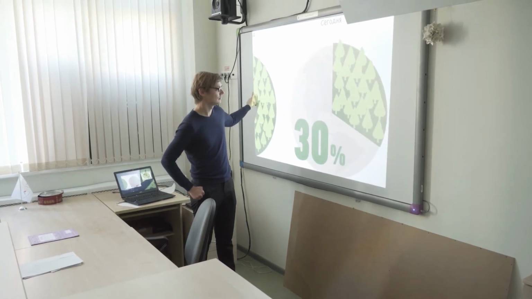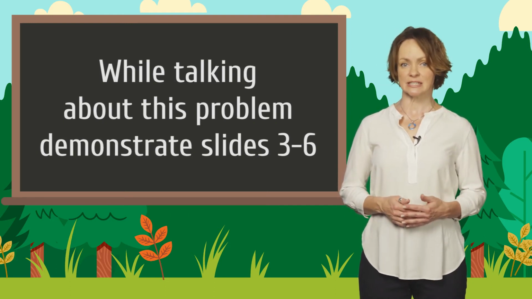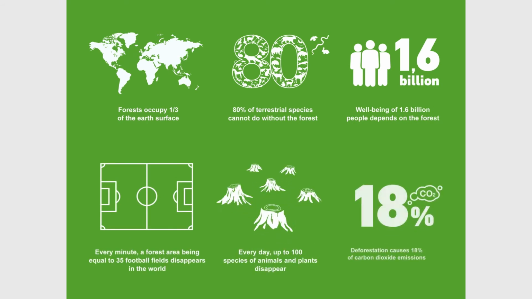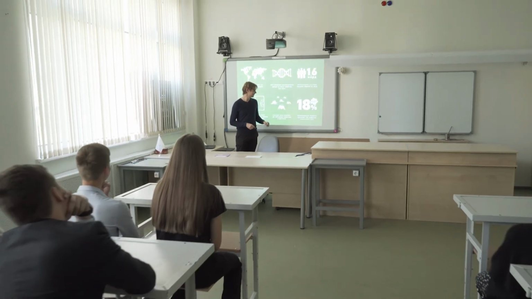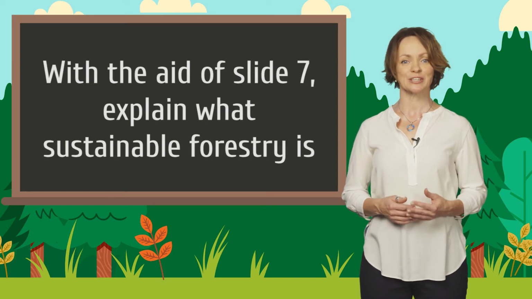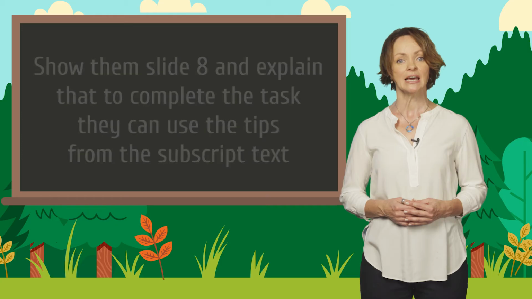Now it is time to talk about depletion of forests. While talking about this problem, demonstrate slides 3 to 6 and then show the video from the materials in the appendix. Discuss with the students the information presented in the slides and the video. With the aid of slide 7, explain what sustainable forestry is and ask the students several concept questions to help them understand this new term better.